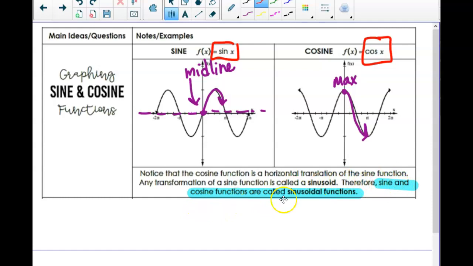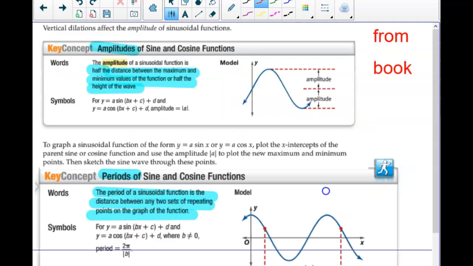Therefore, sine and cosine are called sinusoidal functions. I just need you to hear that when you see this word, it doesn't just mean sine, it means sine or cosine. Either sine or cosine are lumped together and called sinusoidal. That's not a big deal until we do modeling later.